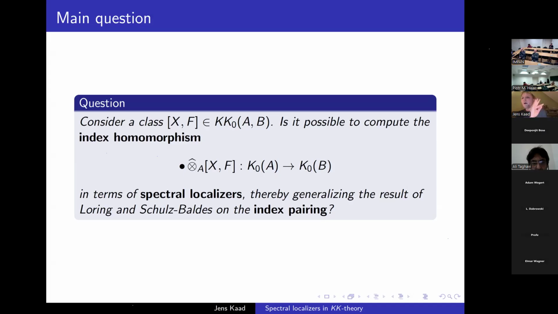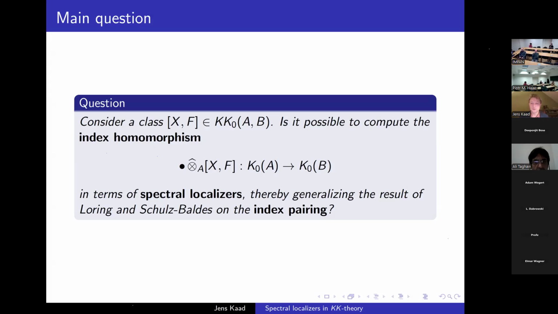Sorry, again, a stupid question. How do you specialize to get the case of Loring and Schulz-Baldes? What do you specialize to what? That would be the case where the second C-star algebra B is the complex numbers. Okay, and then integers. Because it's really about computing the index pairing. Yeah, that's what they're doing. But we generalize by looking at this index homomorphism instead. Okay. Whether we can compute that one. And then it will be index pairing between A and A, right? Yeah, exactly. Okay, yeah, thank you.